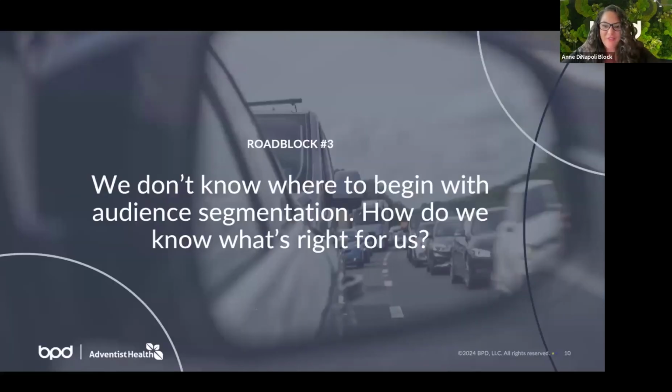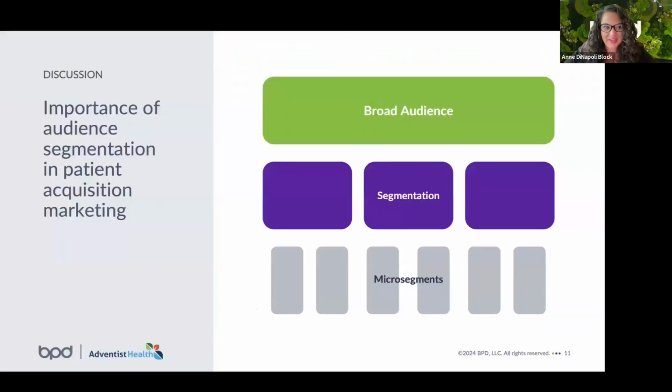Okay, so we've covered service line prioritization and how to get access to the data. So you have your access. Now, where do you begin with audience segmentation? Roadblock number 3. How do we know what audience segmentation is right for us? So this is a framework that our teams have developed to really go to market on how we create the right types of audiences for these types of marketing campaigns.